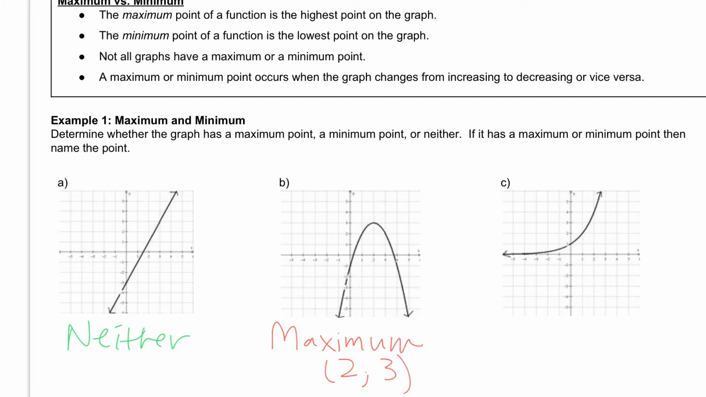And then let's take a look at letter C. Again, from left to right, if we look at our graph, we're increasing slightly, and then we start to increase a little bit more, but we are continually increasing the entire time. At no point does our exponential function change from increasing to decreasing or vice versa. So we could say for letter C that this is also neither.